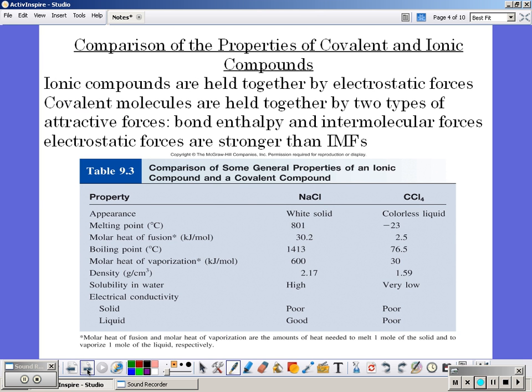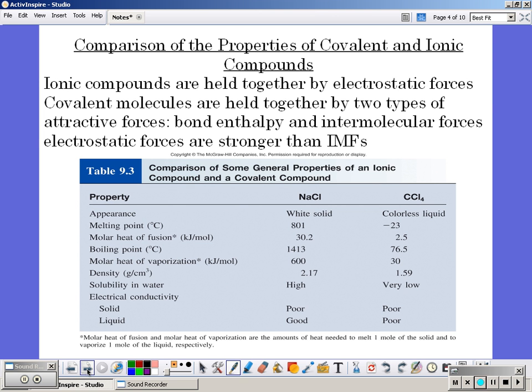If we were to compare covalent molecules to ionic compounds, the difference in the properties is the difference between what's holding the molecules together. So ionic compounds are held together by electrostatic forces, which are stronger than the forces holding a covalent molecule. Now, covalent molecules are actually held together by 2 different types of forces. You have the bond enthalpy, which is the 2 atoms bonded together's force of attraction. And then you have intermolecular forces, which are the forces between different molecules.